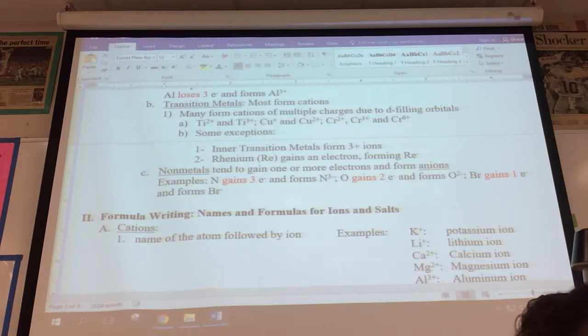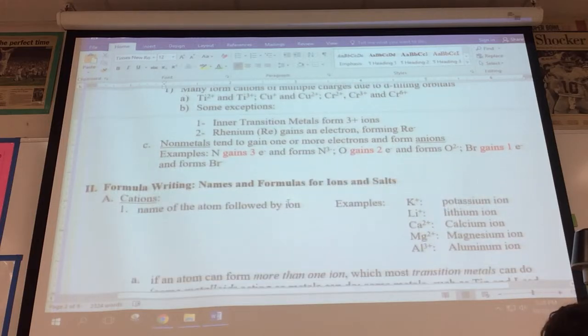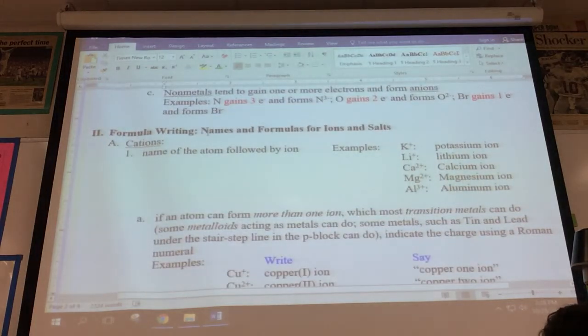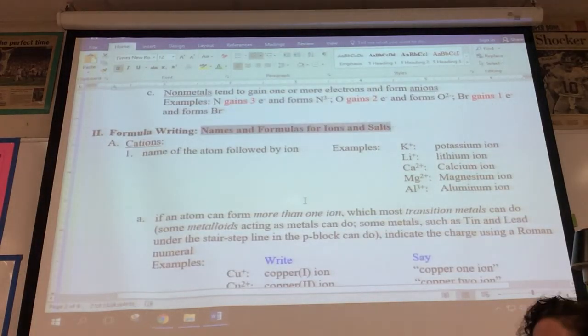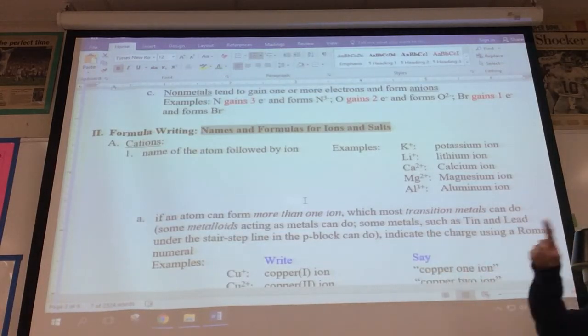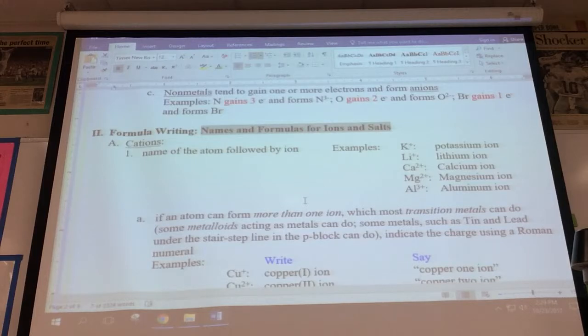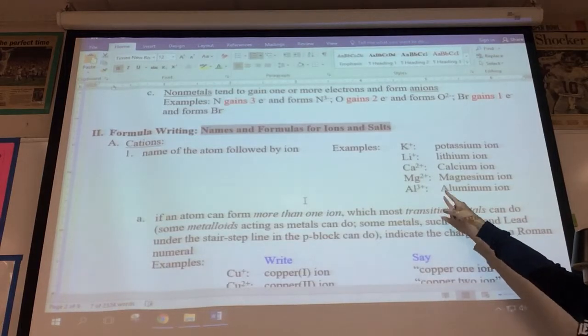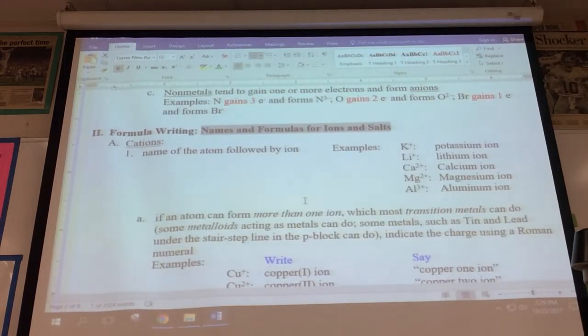we'll get into the hardcore naming after your test on Wednesday. I want to go over how to name ions, just ions today. Cations, which is super easy, anions, which is a little more challenging. What you're going to see with the cations, for example, is you're going to name the element followed by the word ion. So take a look at these 5 for just a minute.